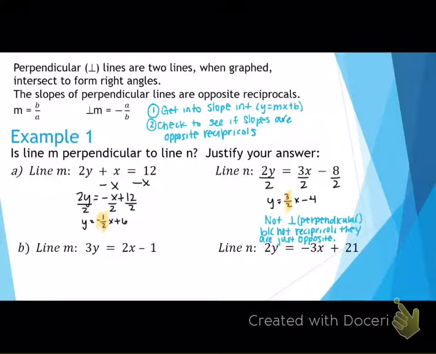Brian, line M in part B there. What do you have to do? You have to divide by 3. Yes. So we have to divide by 3. So we have our slope there.